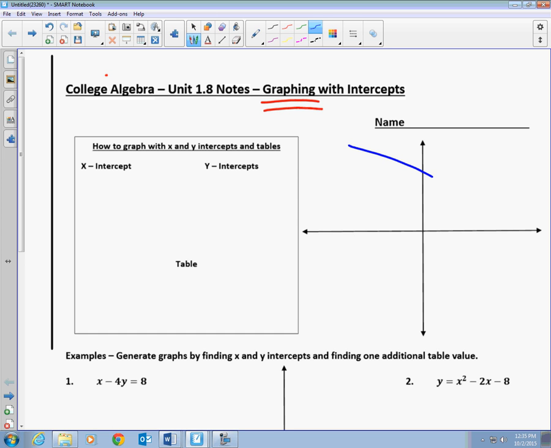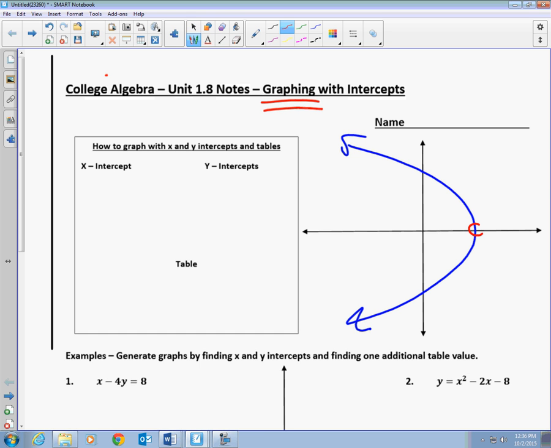Intercepts. If I have a graph like that, first of all, is that graph a function? Why? It doesn't pass the vertical line test. To be a function, you have to pass the vertical line test. You can't cross in more than one spot. This one would. However, we can still graph it.